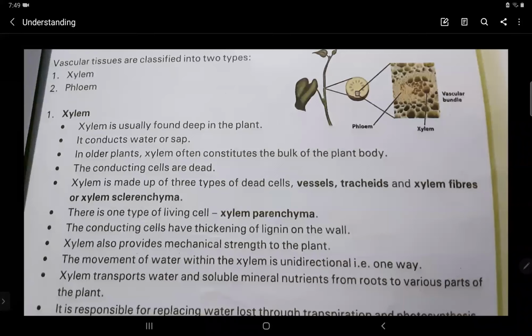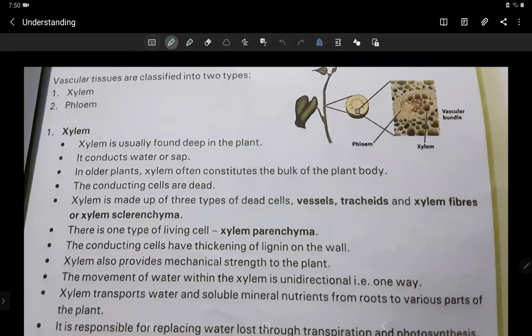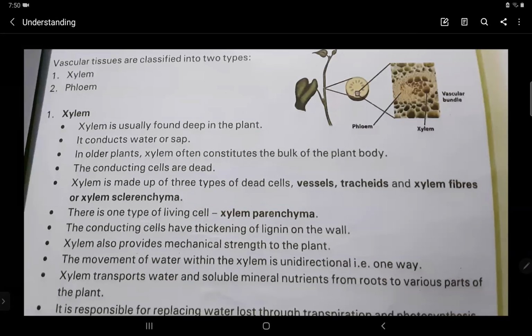Xylem is usually found deep in the plant. It conducts water or sap. In older plants, xylem often constitutes the bulk of the plant body. The conducting cells are dead. Xylem is made up of three types of dead cells: vessels, tracheids, and xylem fibers or xylem sclerenchyma. There is one type of living cell, xylem parenchyma. The conducting cells have thickening of lignin on the wall.